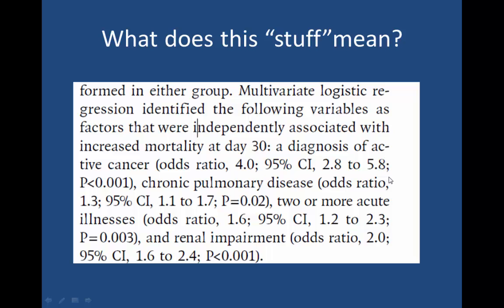What does the confidence interval tell me? It means that the actual odds ratio was 4. That's the actual value. However, the range of odds ratios ranged from 2.8 to 5.8. Okay, the odds ratio for what? Death if I had a diagnosis of active cancer. So my odds were higher if I had a diagnosis of active cancer of dying at day 30.